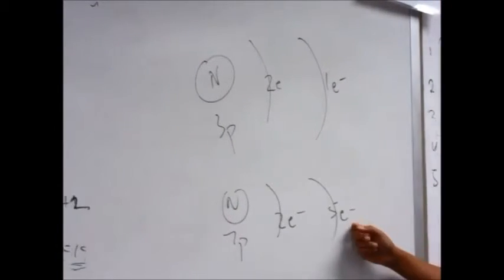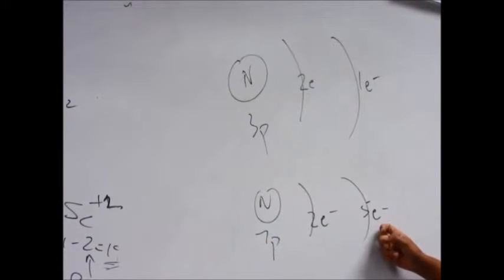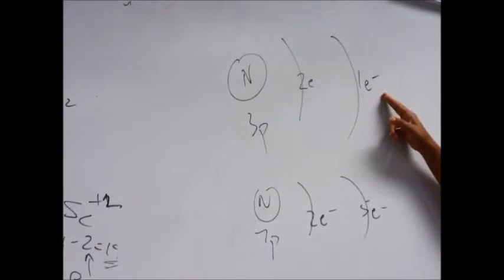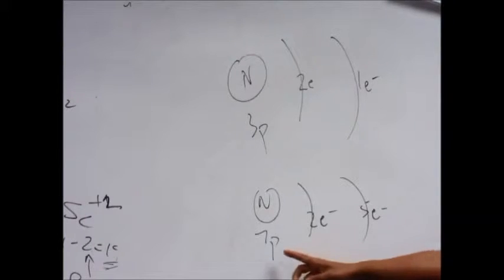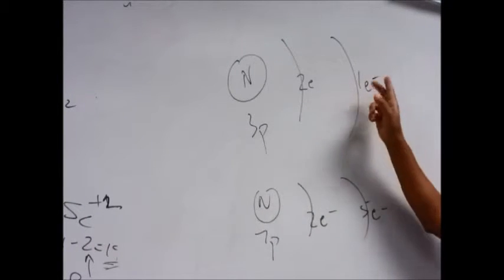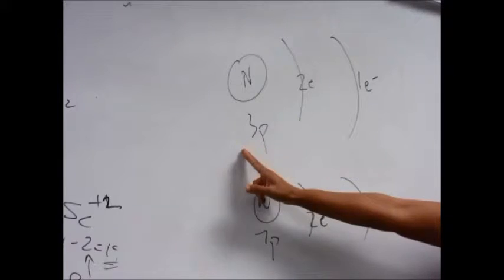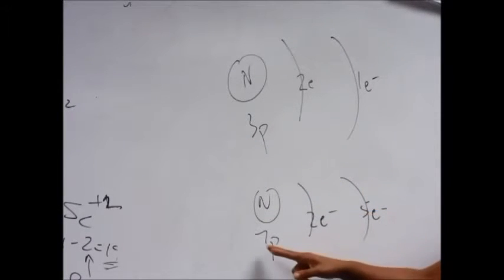The attraction that these 5 electrons are feeling, is that more than this 1 electron or less than that 1 electron? Less. More, because you have 7 protons here. That 1 electron feels only the 3 protons, but here these 5 are feeling 7 protons. So that's a lot more.